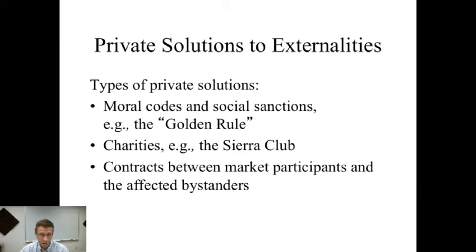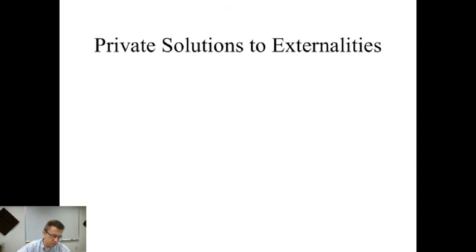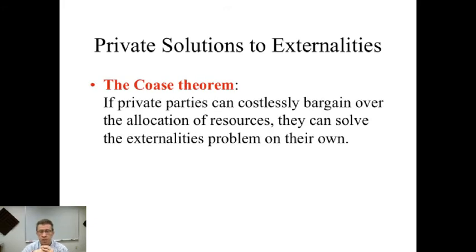Sometimes it's contracts. And in fact, there's a very specific theorem called the Coase theorem, where if you have private parties that can costlessly bargain over how to allocate resources, externalities can be solved on their own. In order to do this, you need property rights, and the bargaining has to be costless, which in many cases won't happen. But it is a neat theorem to know that private markets can correct these under the right circumstances.